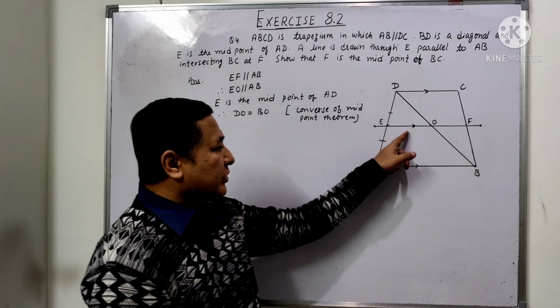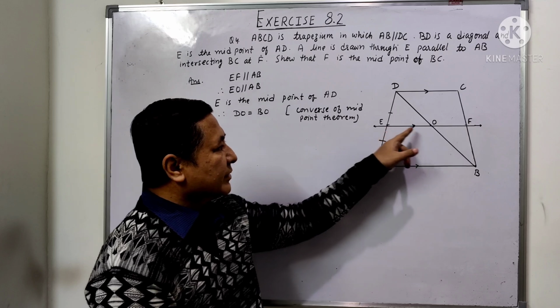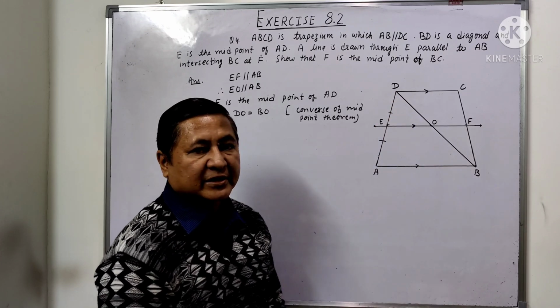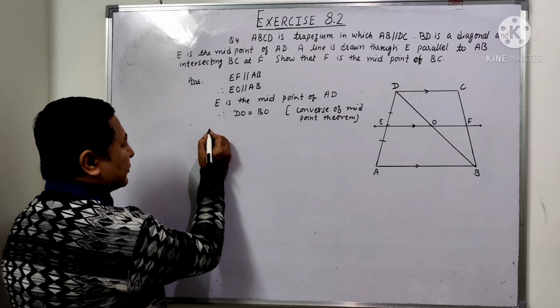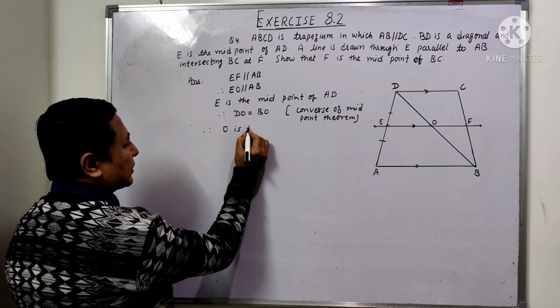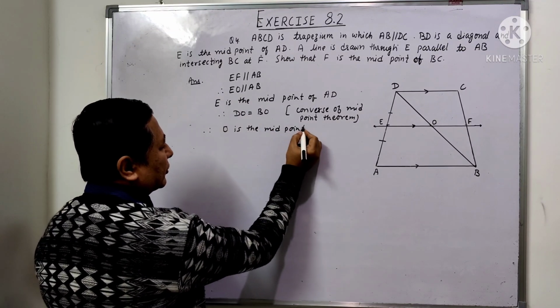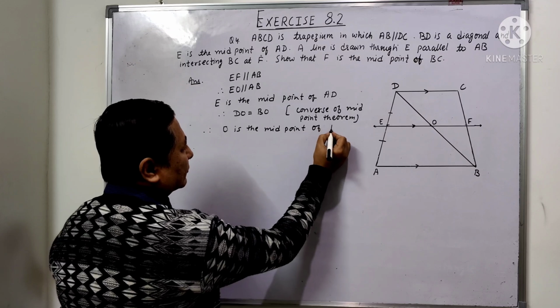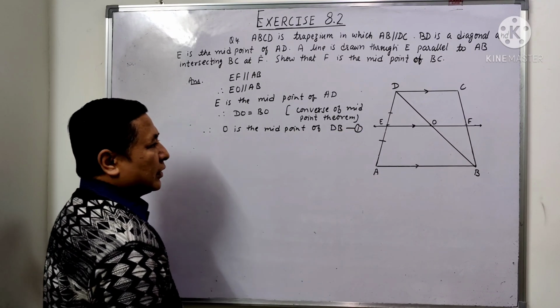Now in this, EO is parallel to AB and E is the midpoint. So the line segment EO will bisect the third side, that is BD. Therefore DO will be equal to BO. So we can say that O is the midpoint of DB. I will mark it as number 1.